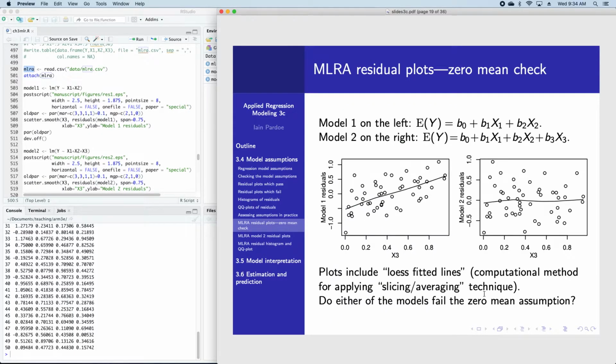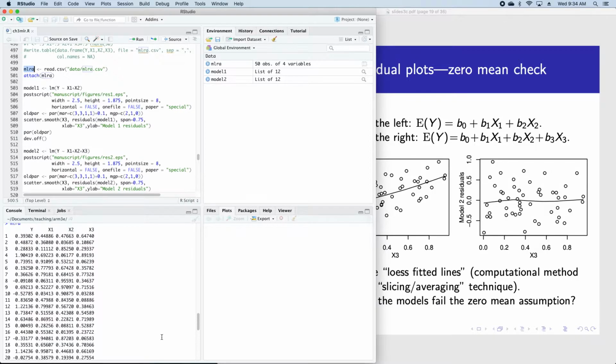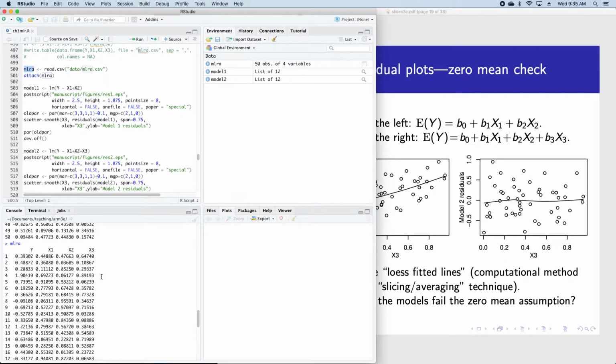Okay, so let's work through an example. I'm going to work through this in R. I've got some data here, and we'll just take a quick look at it. You can see we've got a response variable y and three potential predictor variables x1, x2, and x3. This is just data that I generated randomly. Not wholly randomly. There is a relationship between y and the x's.